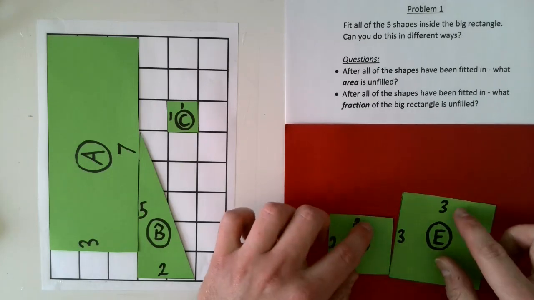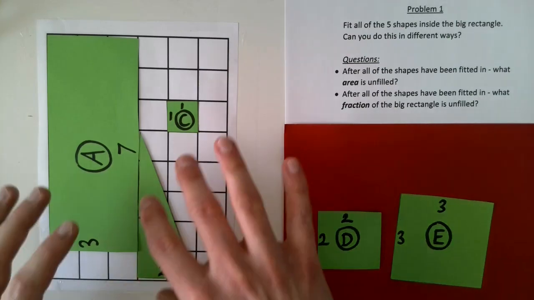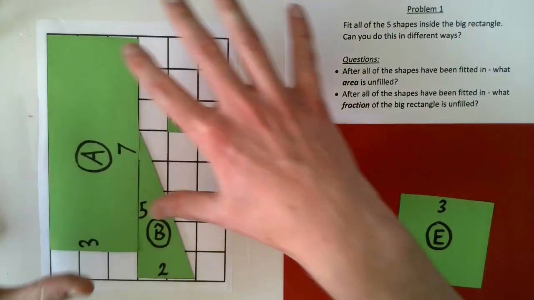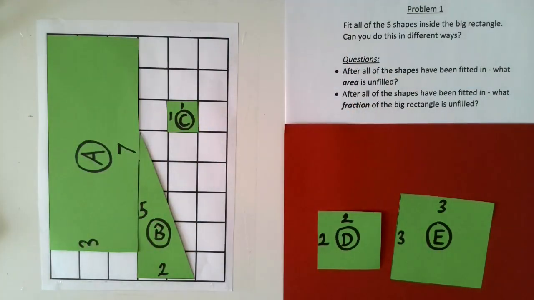Now you're going to need to take a photo of your rectangle with all of the shapes in, and also your answers to these 2 questions as well. So pause the video now, have a go at problem number 1, and once you've finished and you've taken a photo of your work, then restart the video and we'll move on to problem number 2.